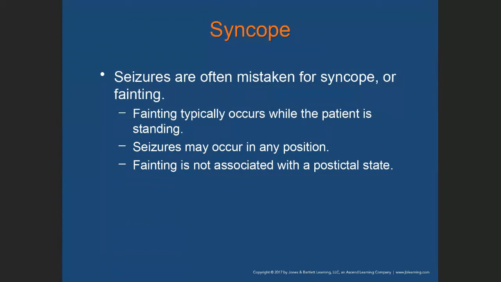Syncope or fainting. Seizures are often mistaken for syncope or fainting. Fainting typically occurs while the patient is standing. A seizure can occur from any position. Fainting is not associated with a postictal state. So you're not going to see a postictal state with fainting. Fainting is simply a temporary loss of consciousness due to decreased blood flow to the brain. Once the patient goes flat and the blood flow returns, the patient wakes up. That's fainting.